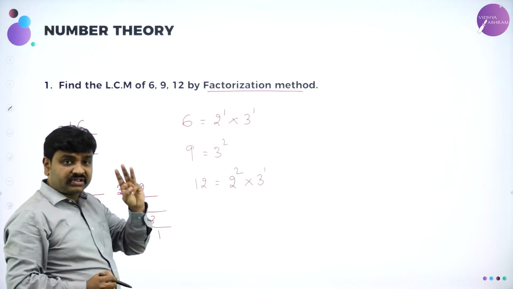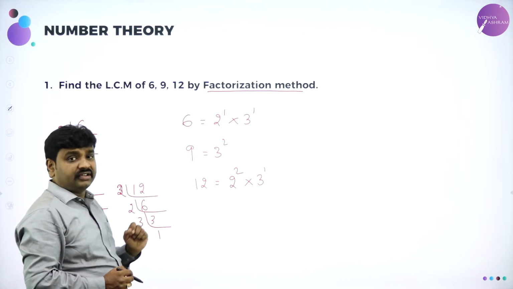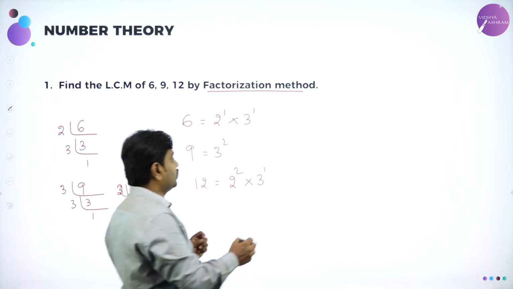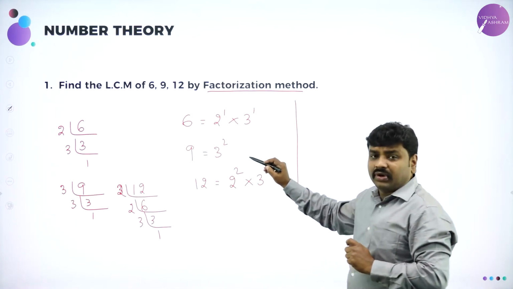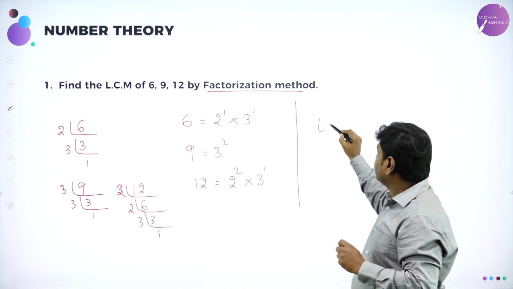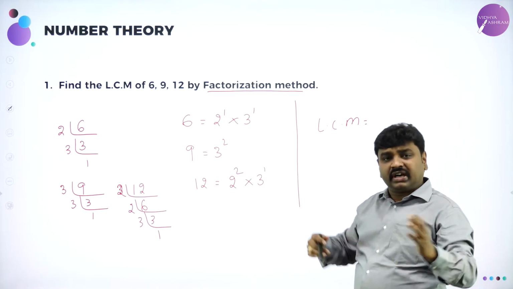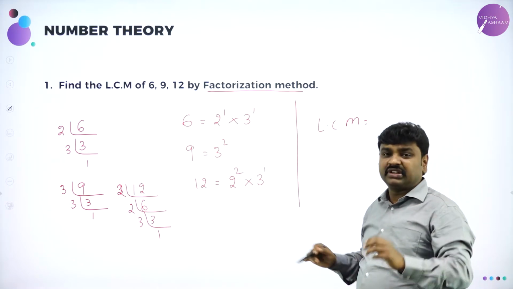So they have given 3 numbers. All 3 numbers I wrote in terms of prime factors. Now LCM. So first step is what? Write the given numbers as a product of prime factors. We have done it. Now we need to find the LCM. For the LCM, write all the factors, each factor with its highest power.